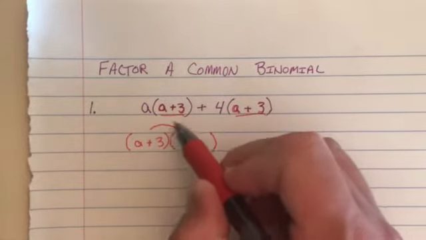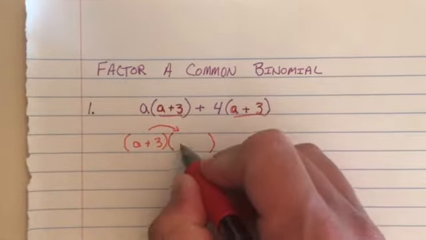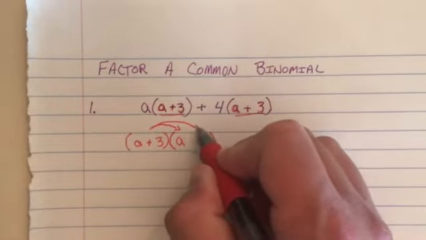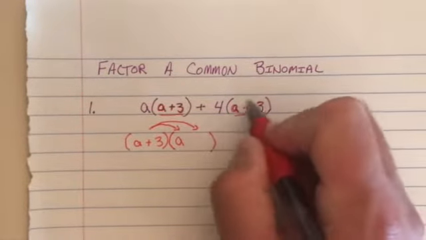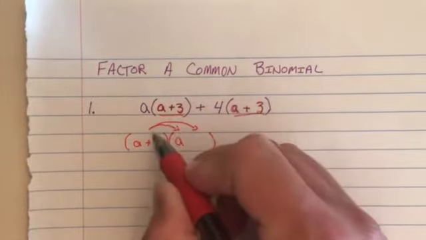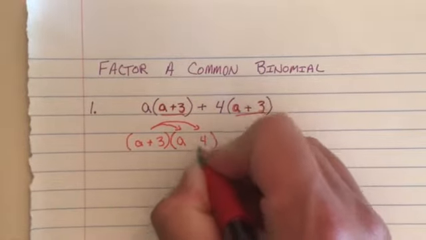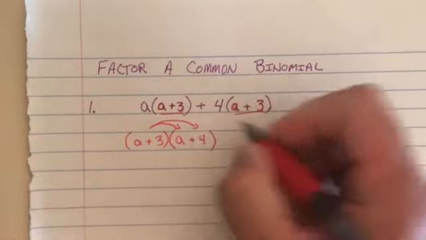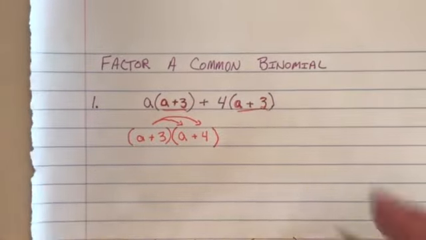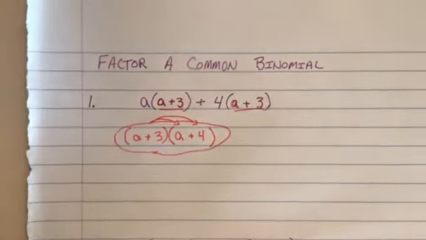Well, a plus 3 times a is a times (a plus 3). So right here goes a. A plus 3 times what number gives us our second term? Well, a plus 3 times 4 is our second term. So we would multiply a plus 3 times 4 to get our second term. And since this is a positive 4, we have (a plus 3) times (a plus 4). And this is your answer. We factored out a common binomial.